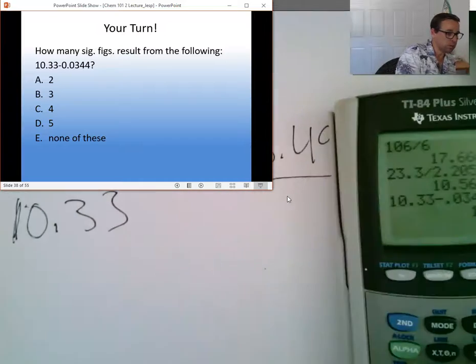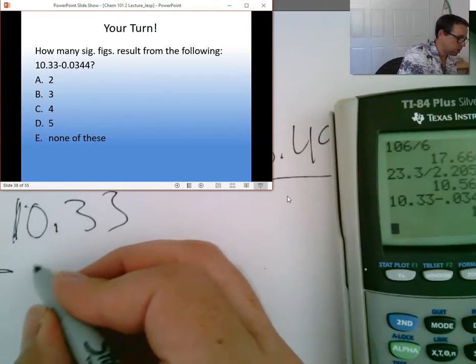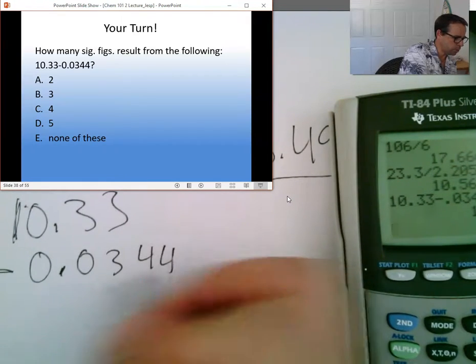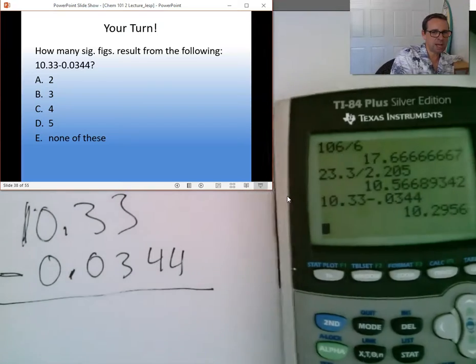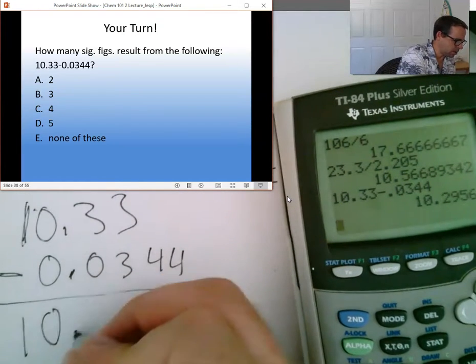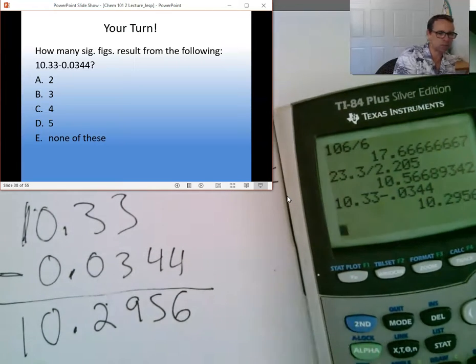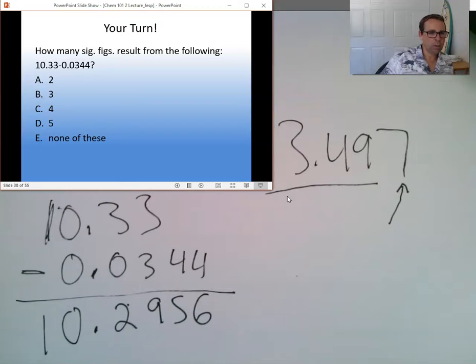So because it's a subtraction problem, what we really need to do is write it down. 10.33 minus 0.0344. I lined up my values there. I have my answer here, 10.2956. I write that down there, lined up as well. Okay.